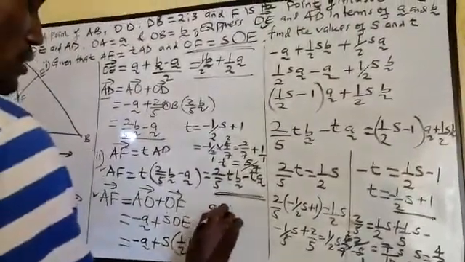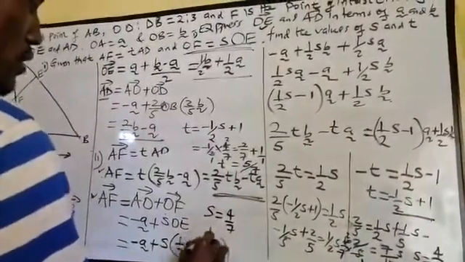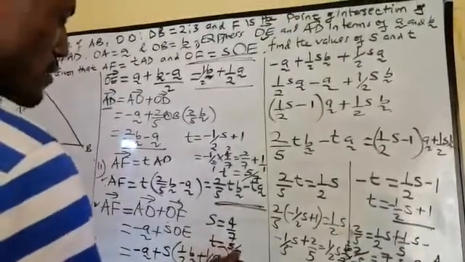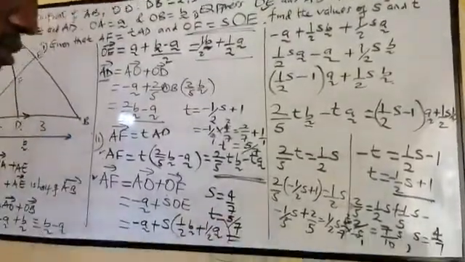Therefore, the value of S is 4 over 7. The value of T is 5 over 7.